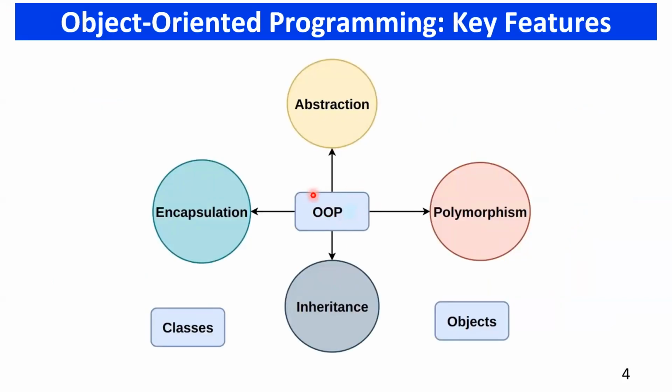The key features of object-oriented programming include classes, objects, encapsulation, inheritance, polymorphism, and abstraction. This diagram shows all the key features of object-oriented programming, out of which we are going to discuss specifically the classes and objects in this class.